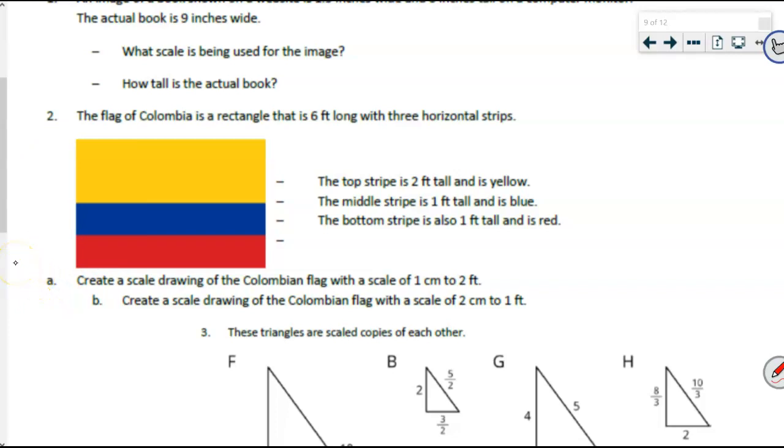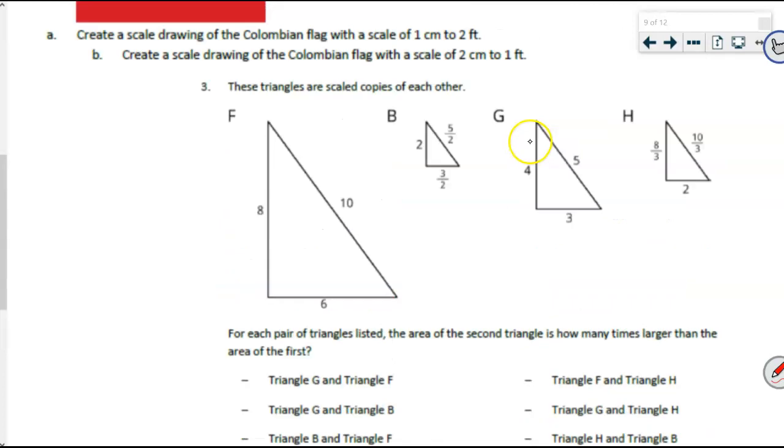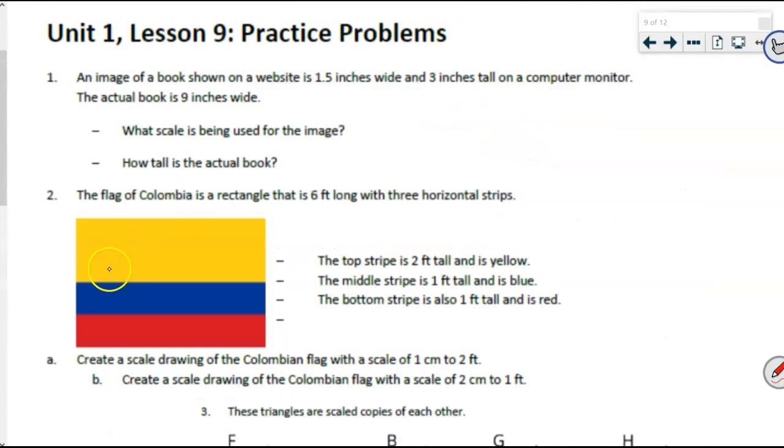Because you need to create a scale copy or a scale drawing of that Colombian flag, and it describes the measurements, but if you can't visualize it, then it becomes difficult. Okay, only 4 of those problems today. You've now seen number 2.